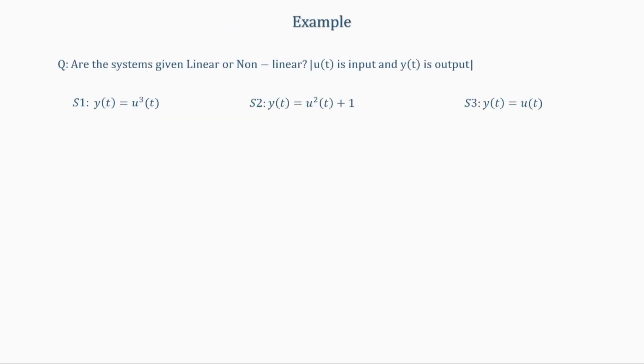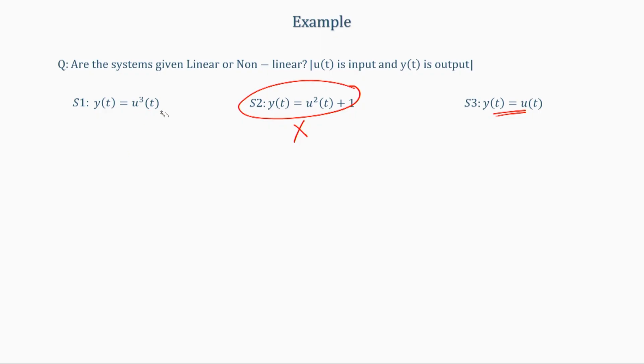Now, I ask you the question, are the systems given linear or non-linear? In this case, if I give 0 input to the system, the output is 0. In this case, if I give 0 input to the system, then the output is 1. In this case, if I give 0 input to the system, the output is 0. This one I can directly say is non-linear, because when I am giving 0 input to the system, the output is coming out to be 1. It can never be a linear system. So, directly I can say that this is a non-linear system.